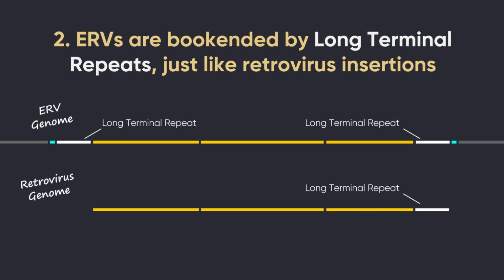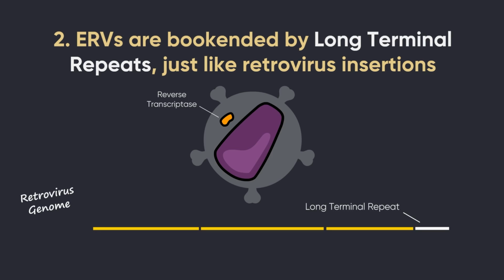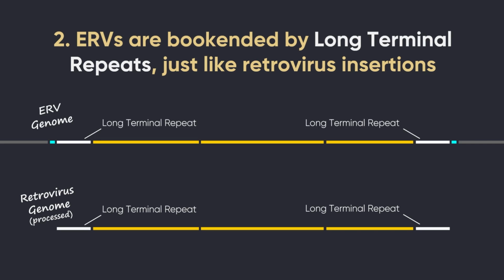ERVs are bookended by long terminal repeats, just like retrovirus insertions. So here I've got the long terminal repeats. Up top is the ERV that's in the human genome, and down below is a retrovirus RNA genome, and it's got one long terminal repeat on the right side here. It's got a tail there. And what happens is this enzyme called reverse transcriptase, when it's making a DNA copy of the chain of RNA, actually copies that tail onto both sides. And so the processed DNA genome of the virus has two long terminal repeats that are identical to each other, because that enzyme uses one to make the template for the other. So they're identical. And then that gets inserted into the victim's genome.